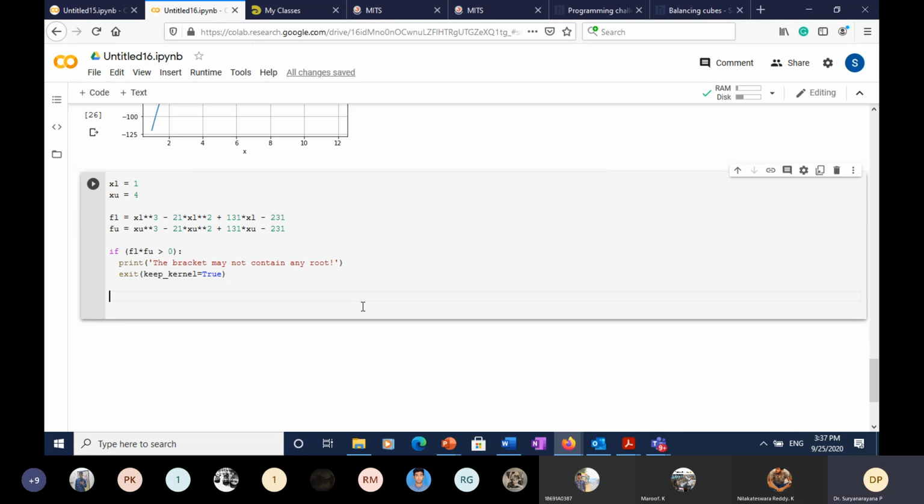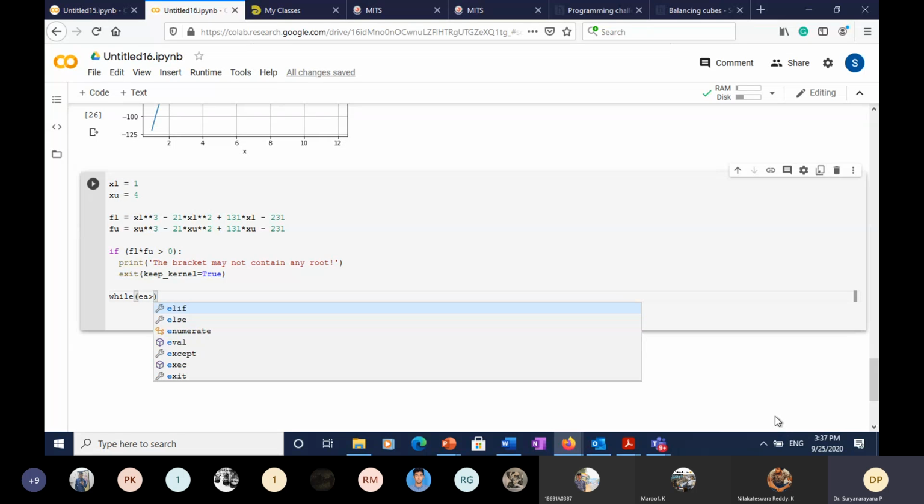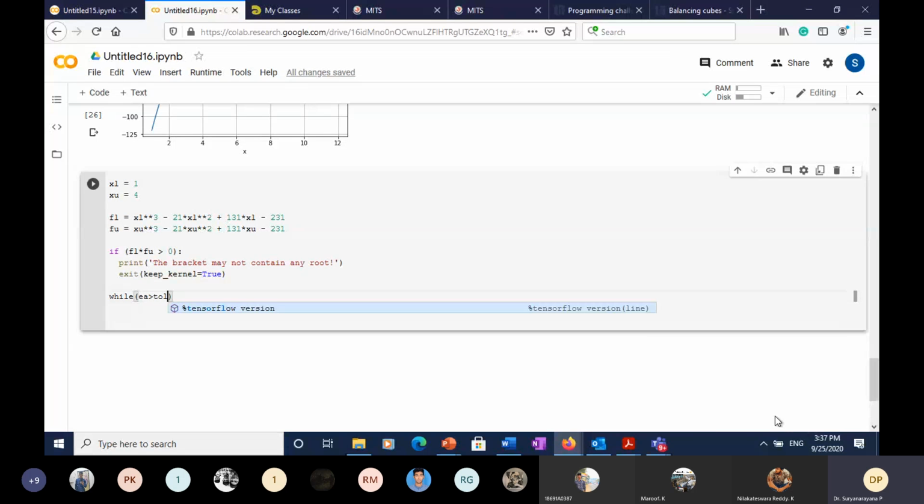So I understood this logic, right? If the product is positive, that means either both of them are positive or both of them are negative. That means that bracket does not have the root. In that case, we cannot proceed with it. Okay, then we do this. Then I put this loop: while EA, the approximate error, is greater than tolerance.